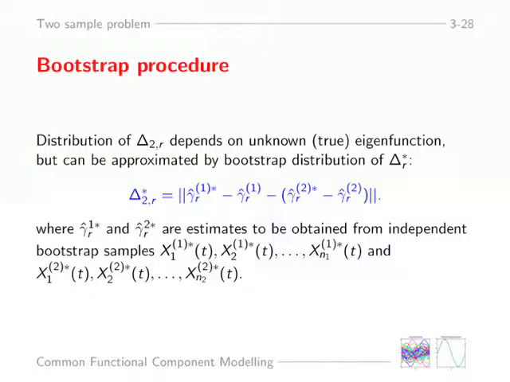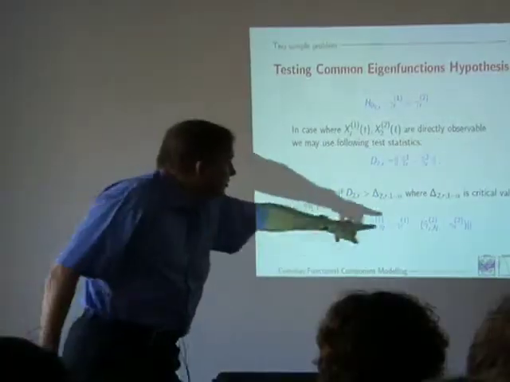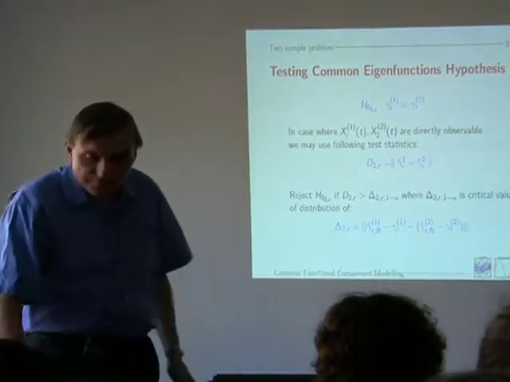The distribution of this delta, I showed you, depends on the unknown true eigenfunction, but can be approximated by a bootstrap distribution of delta star. When you consider delta star, that's gamma hat 1 star minus gamma hat 2 star, where gamma hat 1 star and gamma hat 2 star are estimates obtained from independent bootstrap resamples of your original sample. Because you have discrete observations, you resample all the observations you have, not only curves. This is the bootstrap analog of these statistics, which you can't even calculate directly.